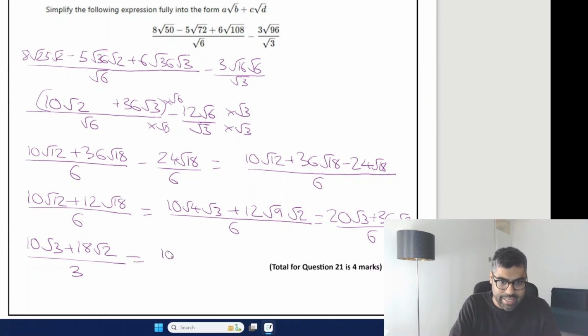So we're going to get 10 over 3, root 3, and 18 divided by 3 is 6. So it's going to be plus 6, root 2. And this is our final answer. So our value of a is 10 over 3. Our value of b is 3. Our value for c is 6 and our value for d is 2. And that is the paper complete.